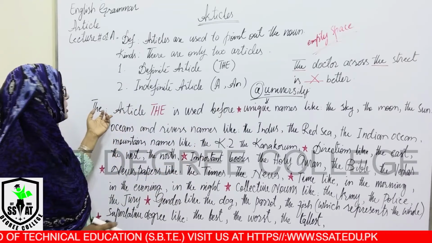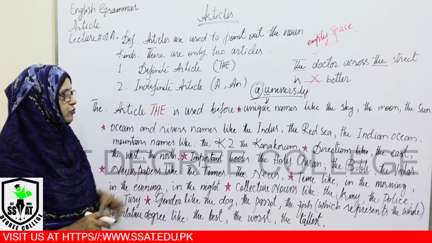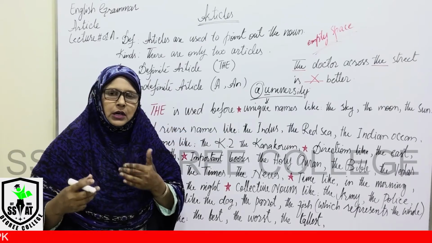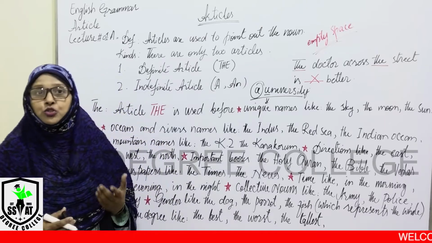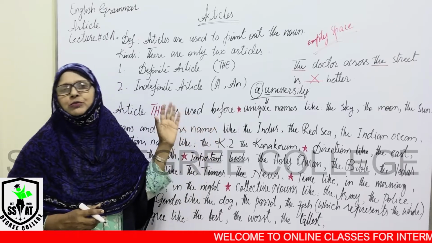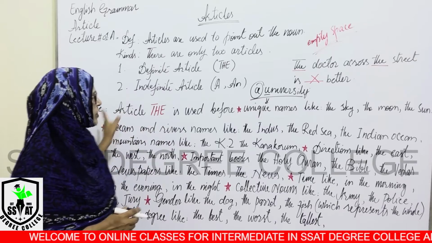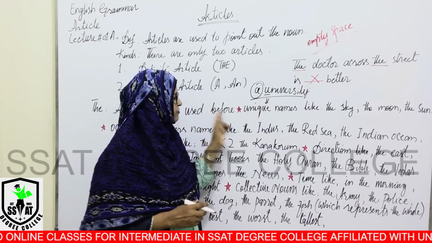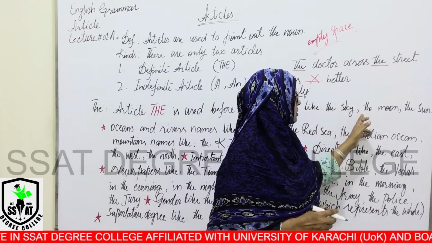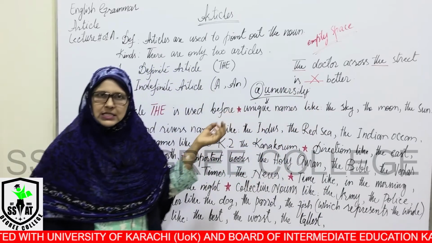Let me tell you the definite article, article the. Where is it used? You have to memorize all these things, and you can take the help of the SSC degree college notes, so that you can memorize them. You must have been taught, but you must have forgotten, I know. So let me tell you, article the is used before unique names like the sky, the moon, the sun. Universal things: the sky, the moon, the sun.